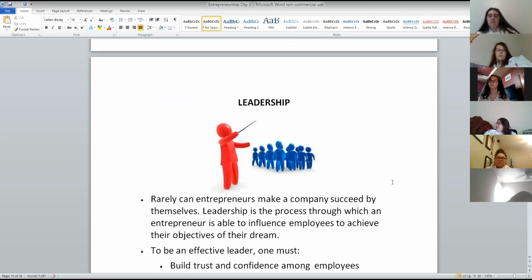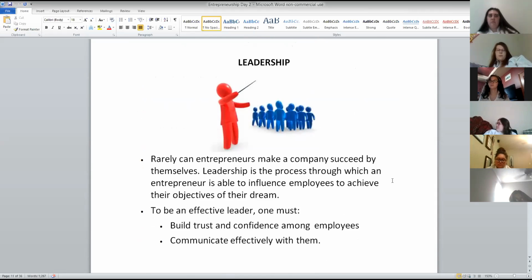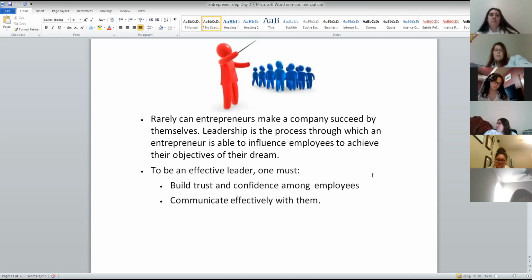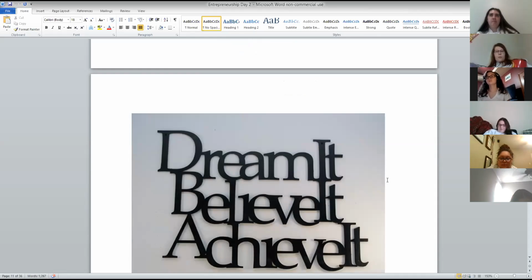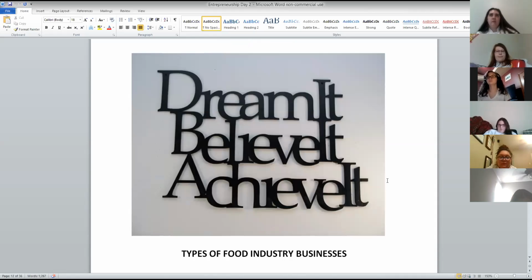Okay. What about leadership? Rarely can entrepreneurs make a company succeed themselves. Leadership is a process through which an entrepreneur is able to influence employees to achieve their objectives or their dreams. To be an effective leader, one must build trust with confidence among employees. That is very crucial, because if you don't build confidence, you're going to be looked at like a knucklehead. Communicate effectively with them. Okay. Dream it, believe it, achieve it.